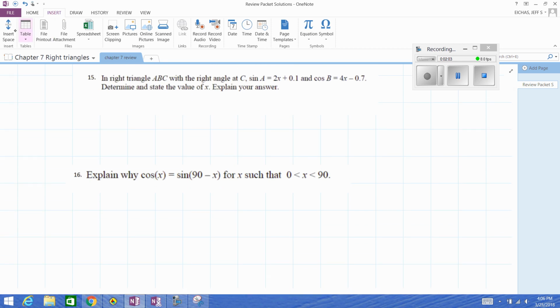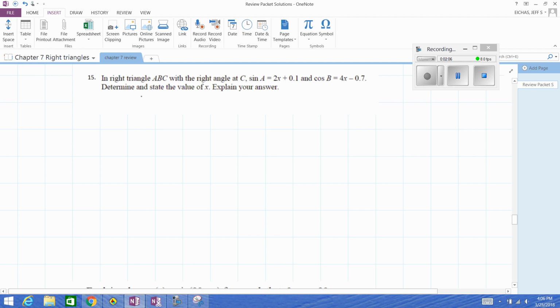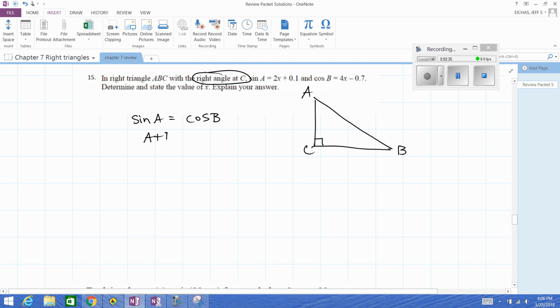In that right triangle, I worked out this one ahead of time. This one's really mean. This whole time, what we were trying to teach you was if sine A equals cos B, and C is the right angle in triangle ABC, this happens because A plus B is 90. These two angles add to 90, so their cofunction values are equal.